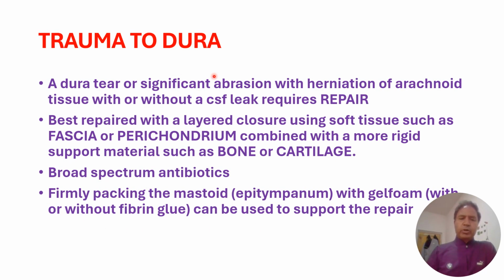Trauma to the dura: how do we deal with it? A dura tear or significant abrasion with herniation of arachnoid tissue, with or without a CSF leak, requires repair. Best repair is with a layered closure using soft tissues such as fascia or perichondrium combined with a more rigid support material such as bone or cartilage. Broad spectrum antibiotics may be given. Firmly packing the mastoid epitympanum with gelfoam, with or without fibrin glue, can be used to support the repair.